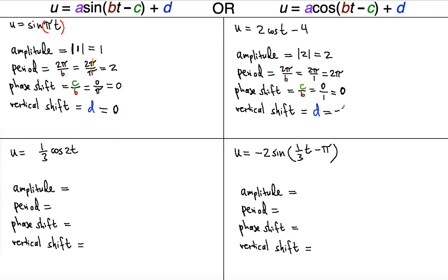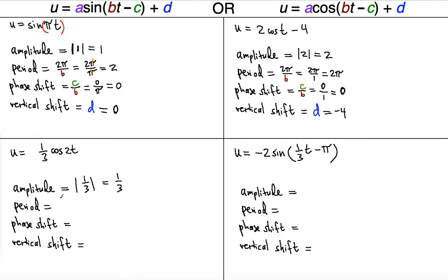which basically means that you're shifting the graph of 2 cosine t by 4 units down, right? That's how the function becomes 2 cosine t minus 4. Okay? So now the next question, the amplitude is going to be the absolute value of 1/3, the constant before the cosine, and that's going to be 1/3.